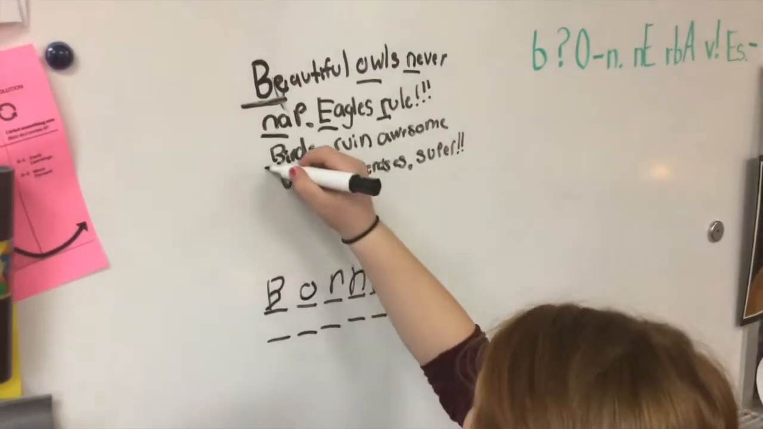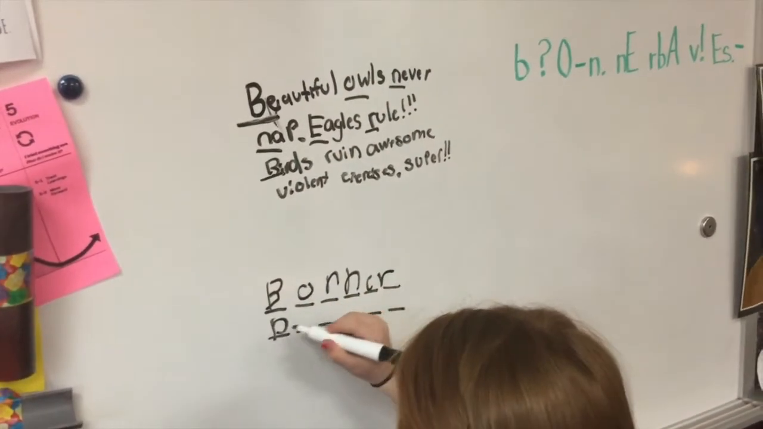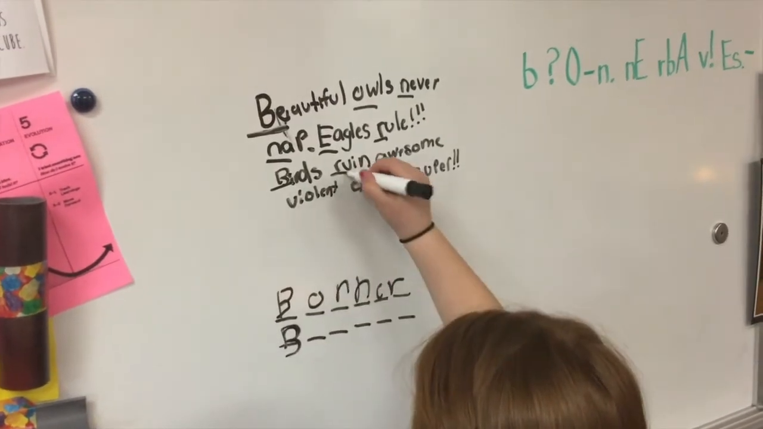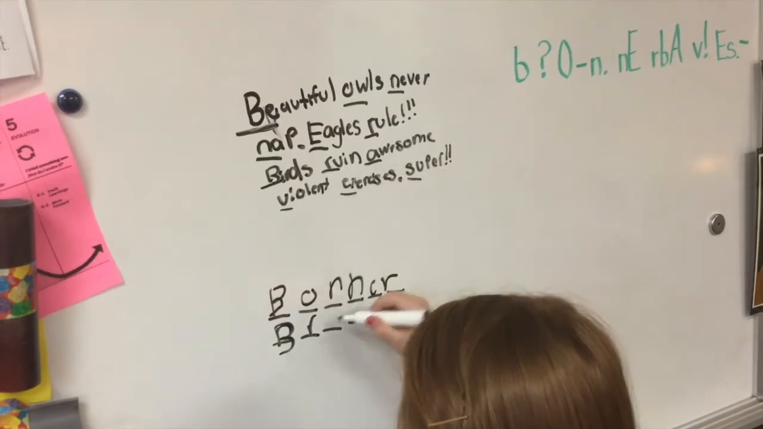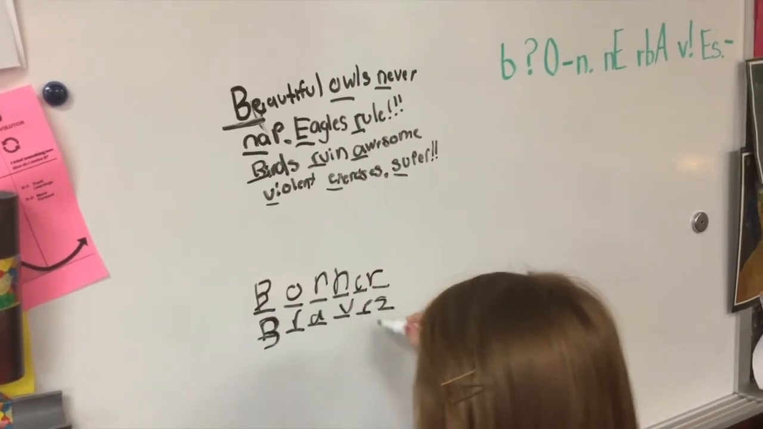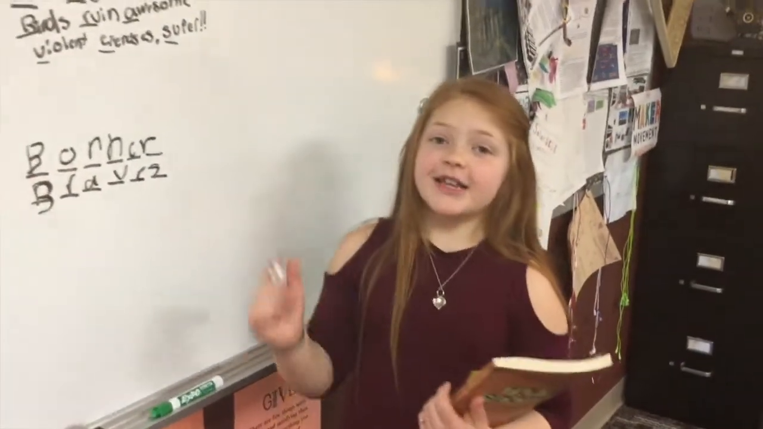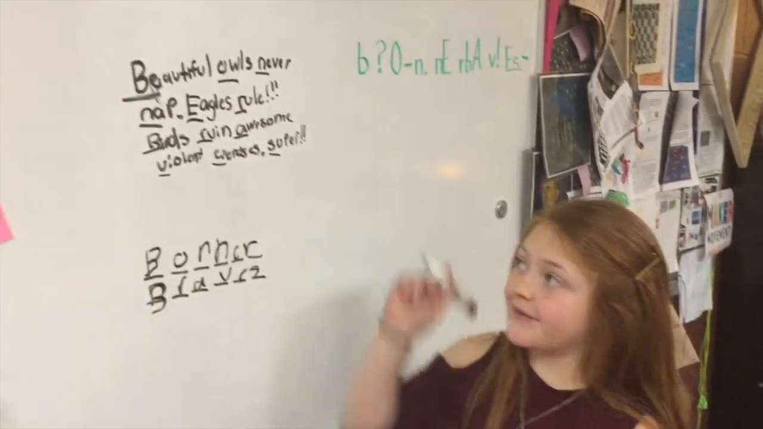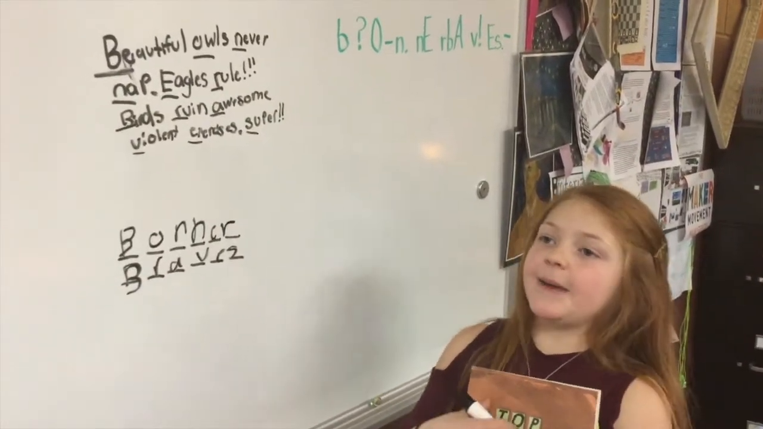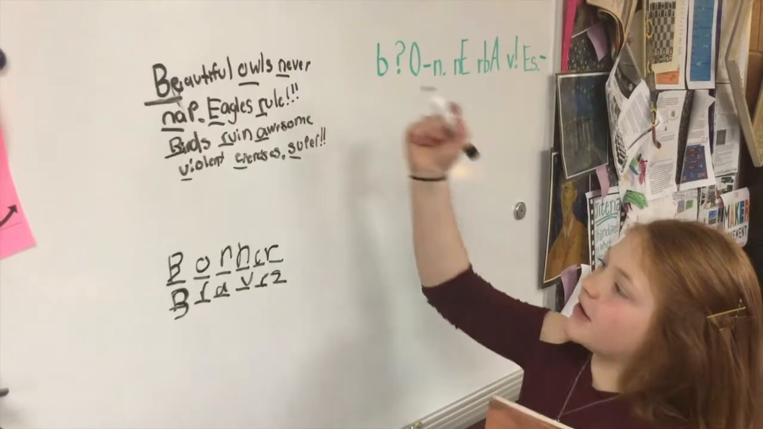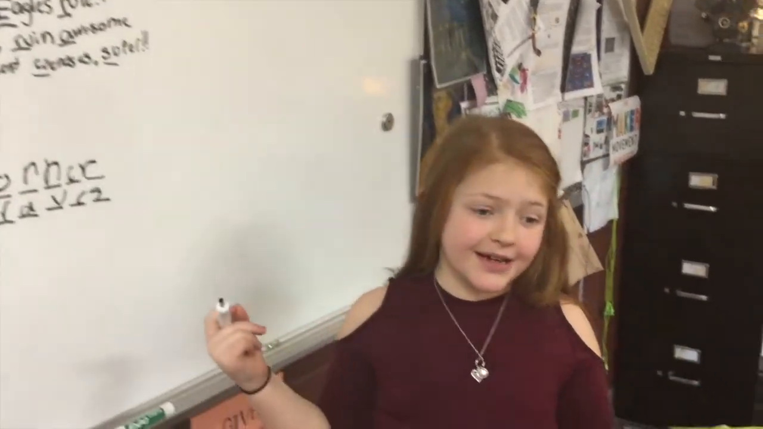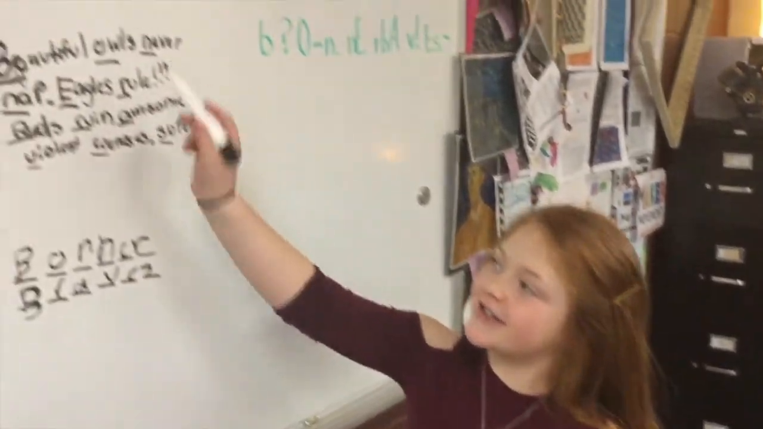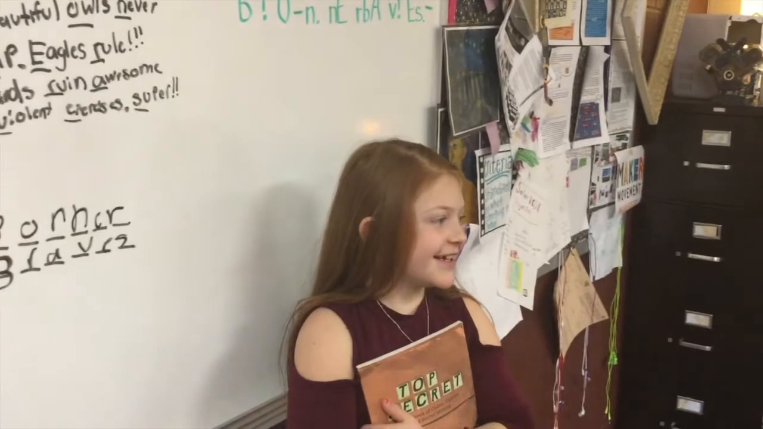Then we have B, R, A, V, E, S. Bonner Braves. In this case, we're doing the beginning of the letter, but it can be any letter. It could be the third letter, it could be the fourth letter. You can even skip 2 words and do the beginning of the next letter. You can do it any case, but this case, I just did the beginning letter.